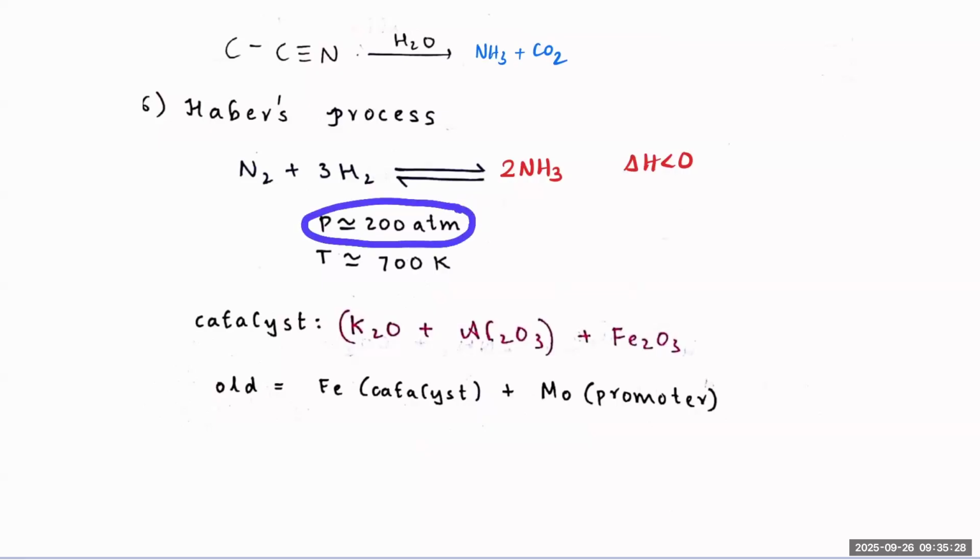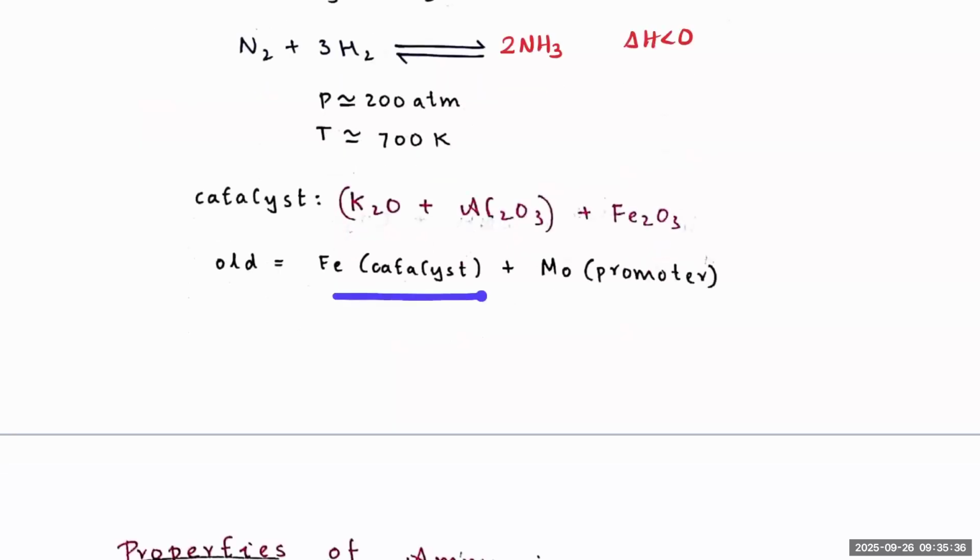The pressure at which it has to be maintained is around 100 to 200 atm, and the temperature is around 700 kelvins. Earlier, the old catalyst that was used was iron. Iron would adsorb the hydrogen gas, and then nitrogen gas will take a better orientation towards the hydrogen gas present on the metal surface to convert into ammonia.